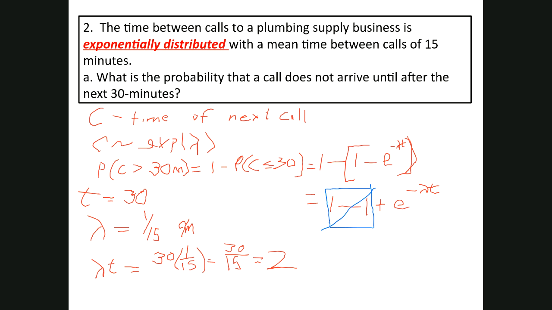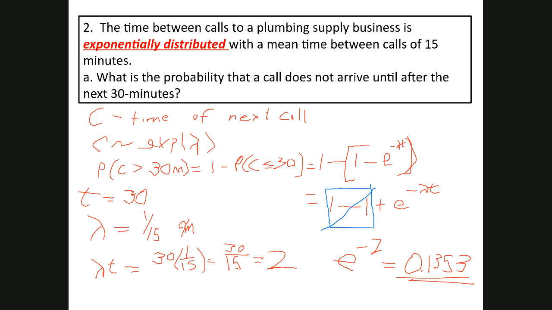And that just leaves us e to the minus lambda t, and now I'm going to substitute in here. So this is e to the minus 2. When you do this calculation on your calculator, it turns out to be 0.1353. Okay, so that's how this problem works out.